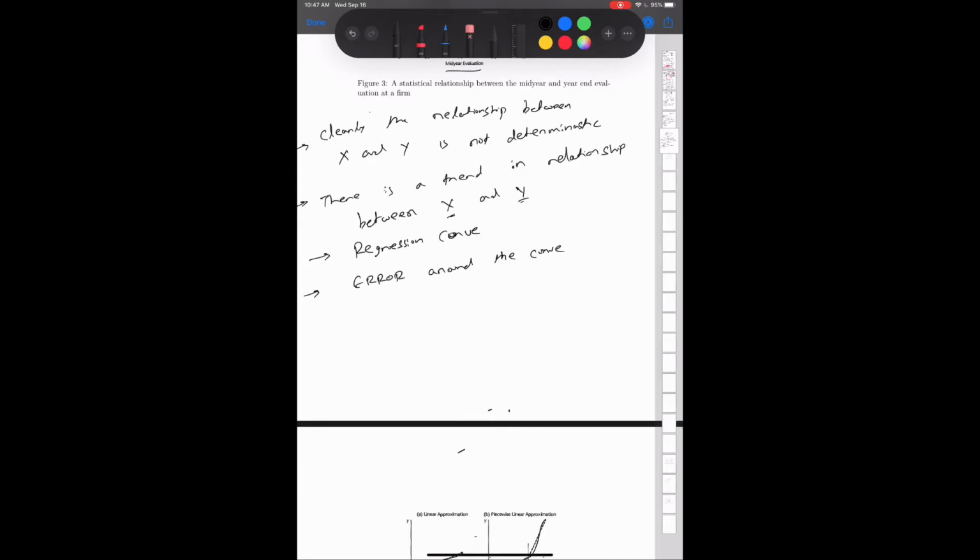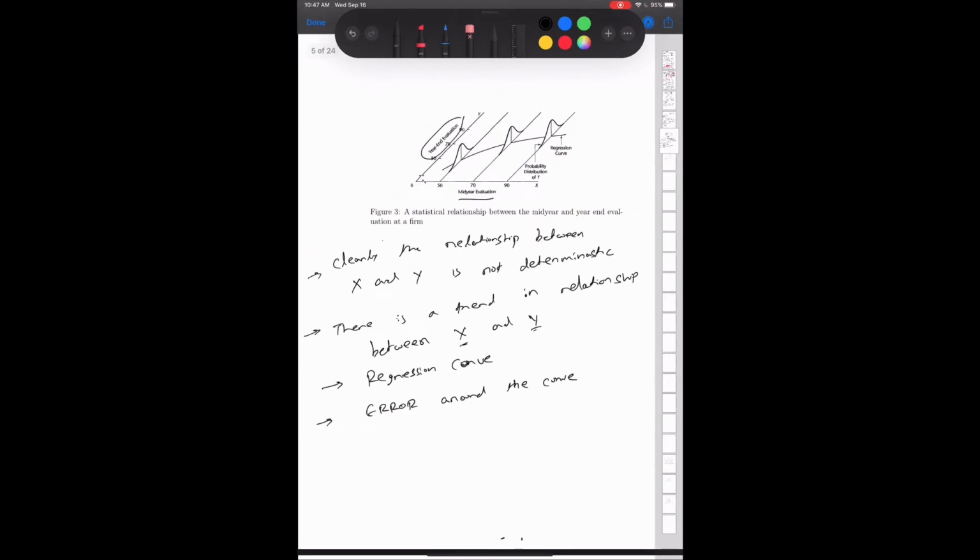So the error. There is a regression curve. That's the regression curve, right? Let's see if I can make this a little bit narrower. So that's the regression curve, okay? But every point does not lie on the regression curve. There is a randomness around the regression curve, right?